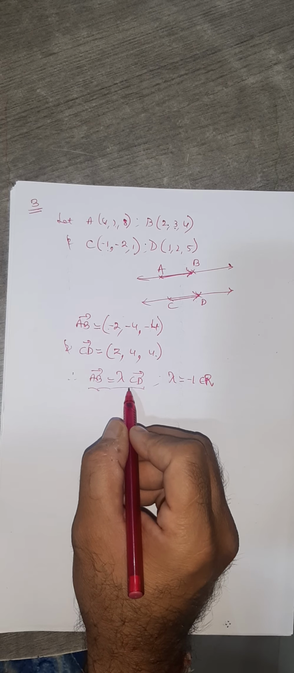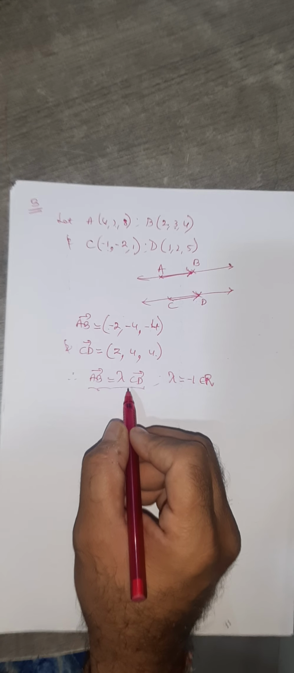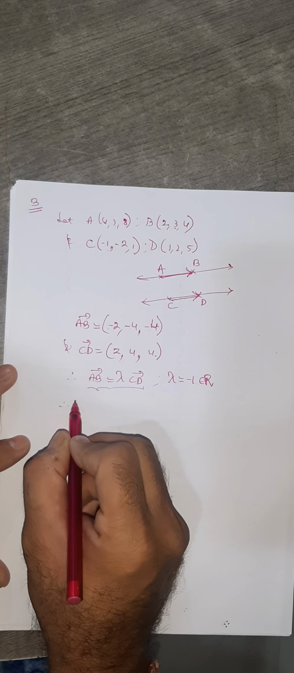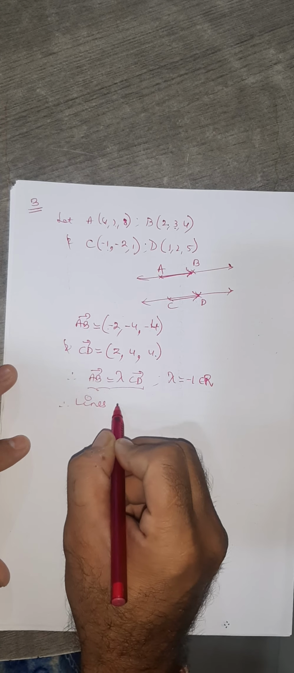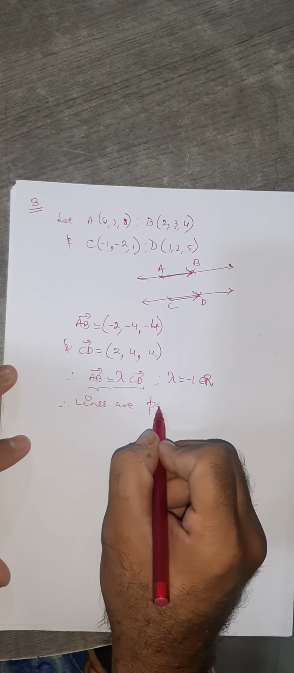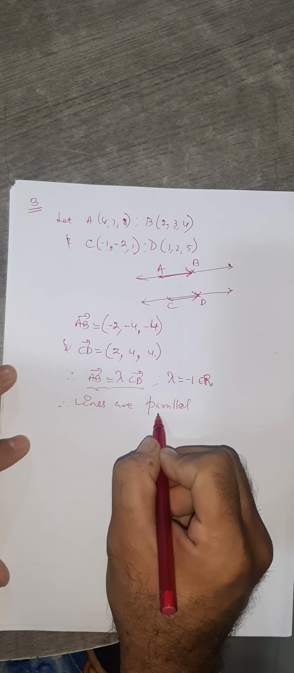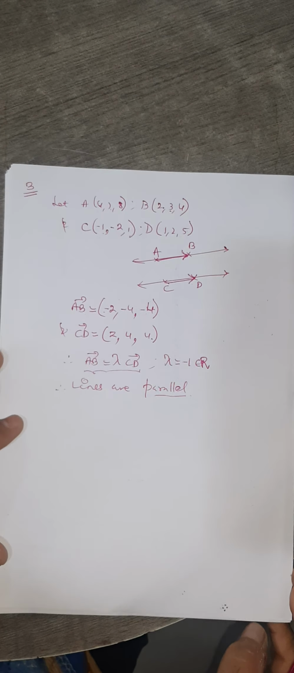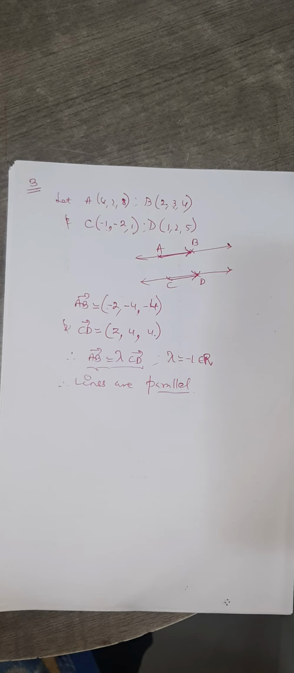Therefore, what's the conclusion here? That these two lines are parallel. Therefore, lines are parallel. That's the important conclusion. If the lines were perpendicular, the dot product would be zero, but here your lines are parallel.